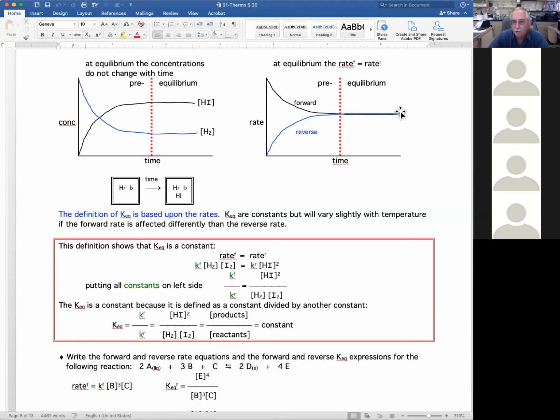What about the rate in the forward direction? It's going to be high in the beginning because that's where you have the highest concentration of reactants. And as the reactants start getting used up, the rate will decrease until you get to some point where it stays the same. So notice that at equilibrium, the rate in the forward direction is now equal to the rate in the reverse direction. And those rates are not 0.